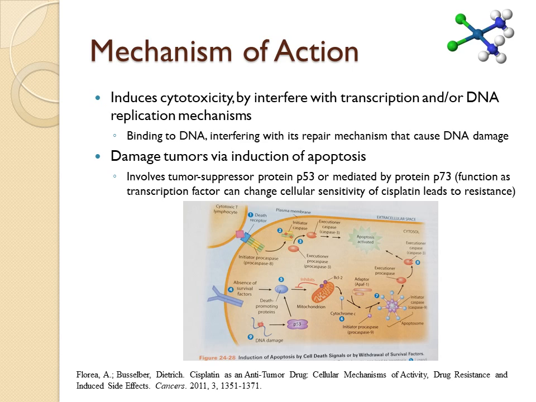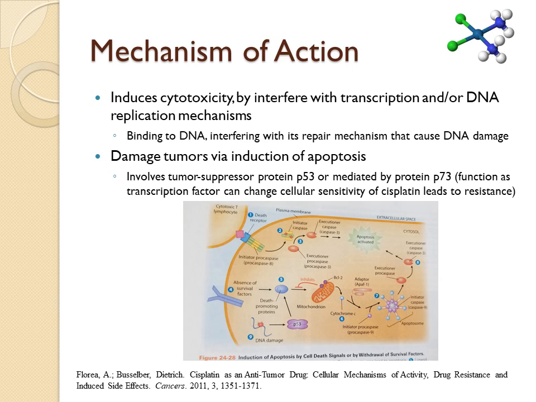Cisplatin cross-links DNA, interferes with cell division by mitosis, and interferes with the repair mechanism that causes DNA damage, which in turn activates apoptosis when repair cannot be done.